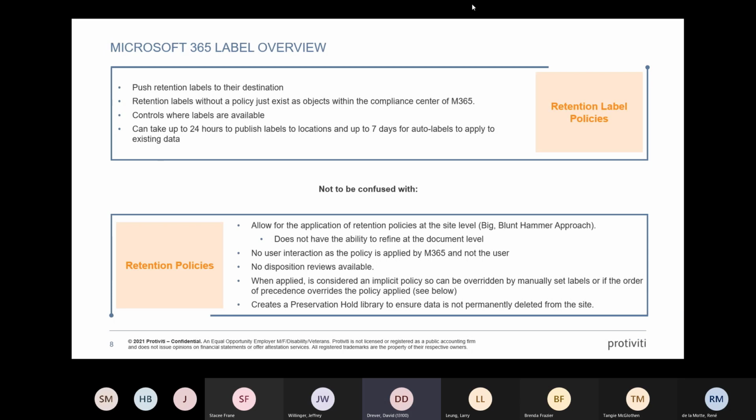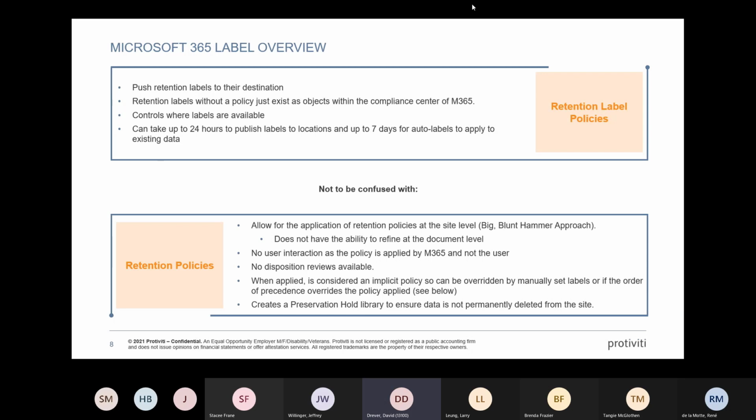Now, a couple of downsides to this is that there's no user interaction, so I can't say, yes, apply the policy, don't apply the policy. If I don't apply a label, the policy is going to take over. There's also no disposition control. So if I set a 10-year retention and I set to delete data, I can't do a disposition review on that content. Disposition reviews exist on labels. They do not exist on retention policies. So that's something to consider.